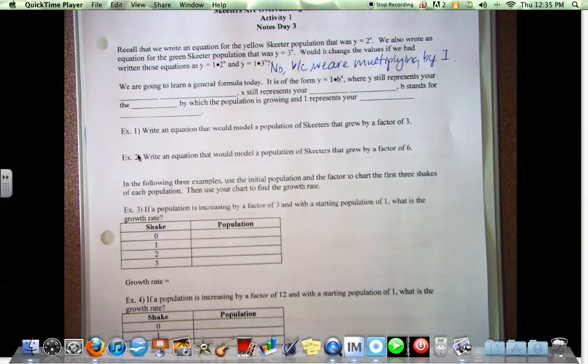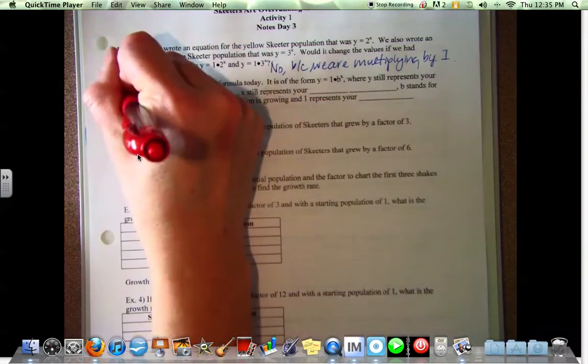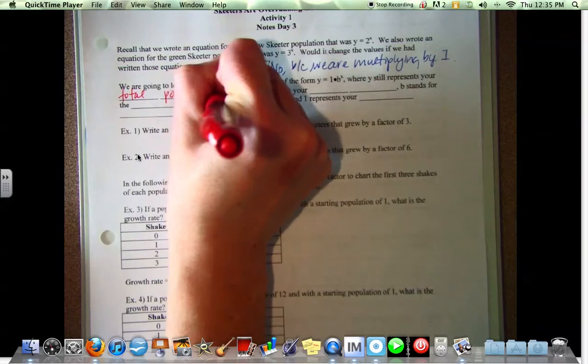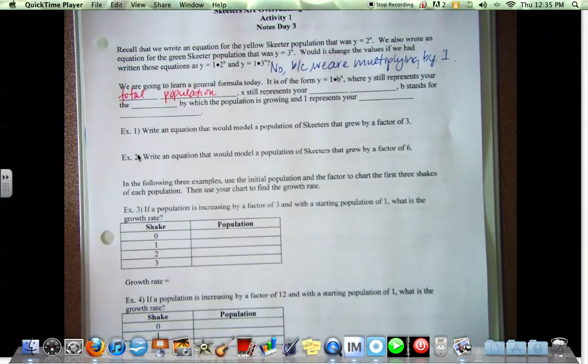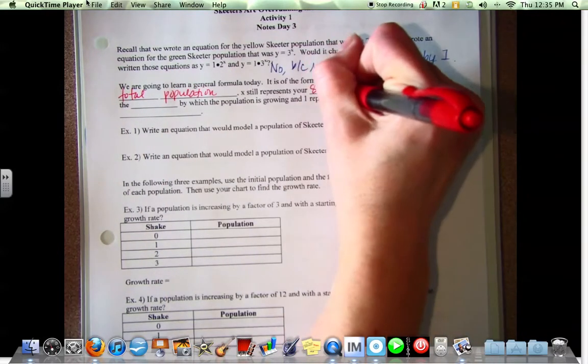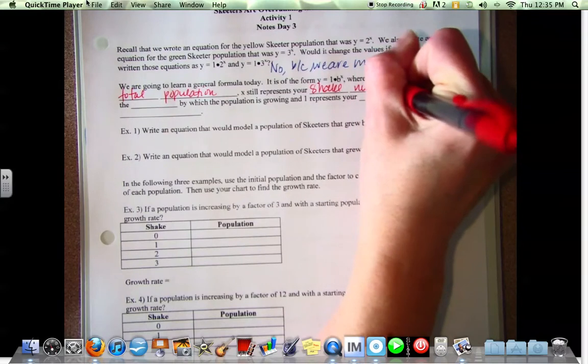We are going to learn a general formula today. It is of the form y equals 1 times b to the x, where y still represents your, what did you put on the y-axis? Total population. x represents your shake number.